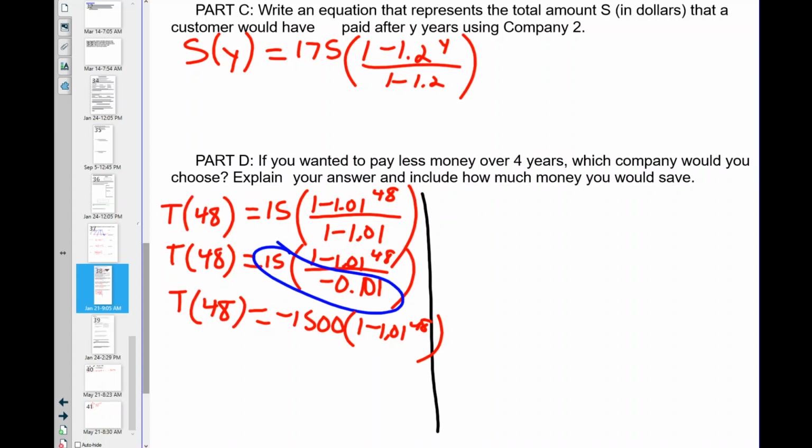Because it's 1 minus 1.01. Anytime you subtract a bigger number, you get a negative. The key is that the numerator is going to also give you a negative, and what's negative times negative? Yeah, that's the key there.